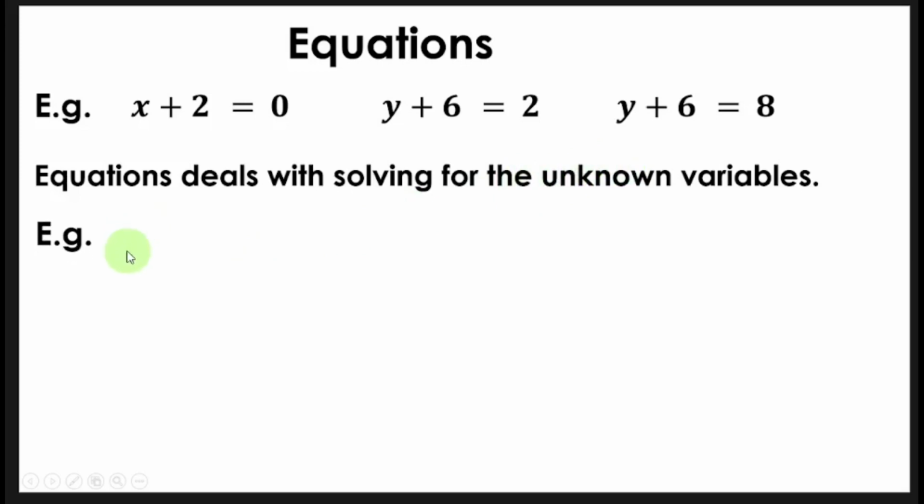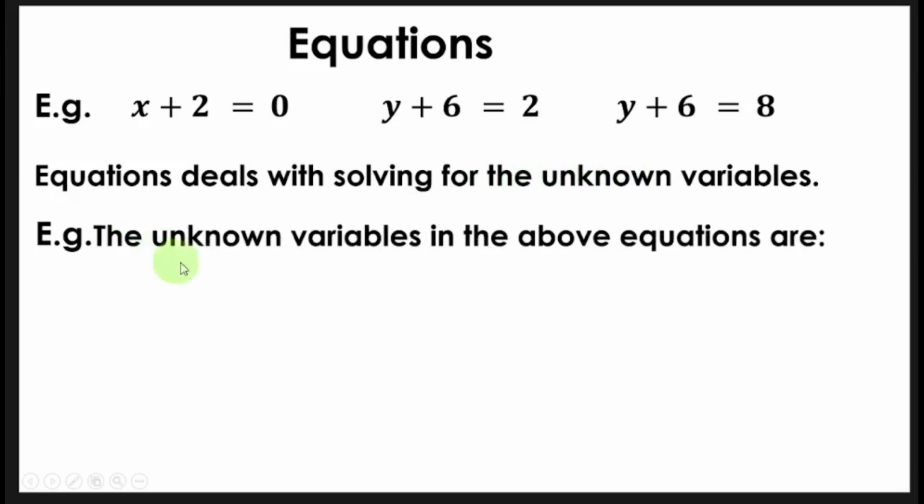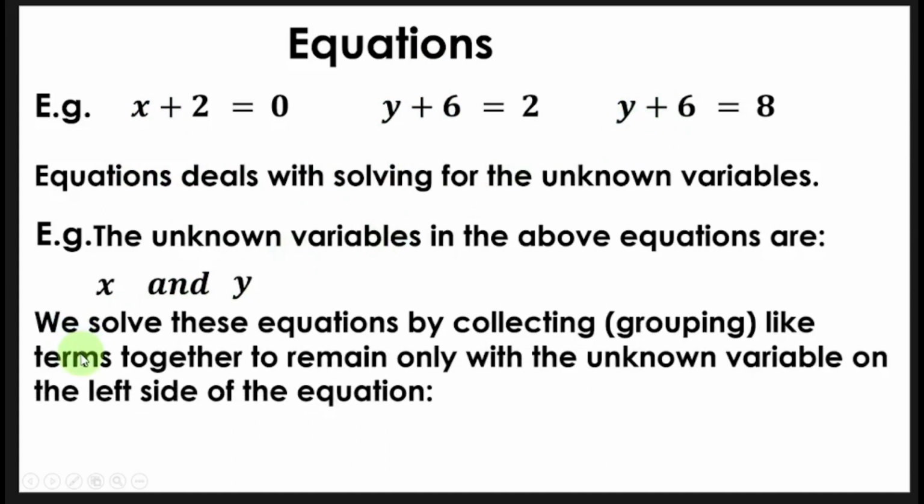So for instance, the unknown variables in the above equations are x and y. So x here wasn't known, here y wasn't known, and also here y wasn't known. So we solve these equations by collecting like terms. Not the way we did here, the grade 1 formula, but as you grow up now, we solve these equations by collecting like terms together to remain only with the unknown variables on the left side of the equations.